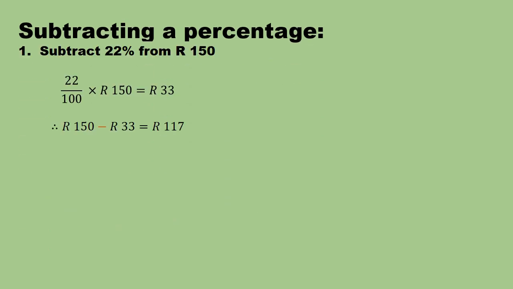Okay, subtracting a percentage. Subtract 22% from 150. Again, 22% on its own is not a value. 22% of something, that gives you a value. So 22% of the 150 Rand gives you 33 Rand. Now, very important, just notice you need to minus it. So 150 minus 33 Rand will give you 117 Rand.